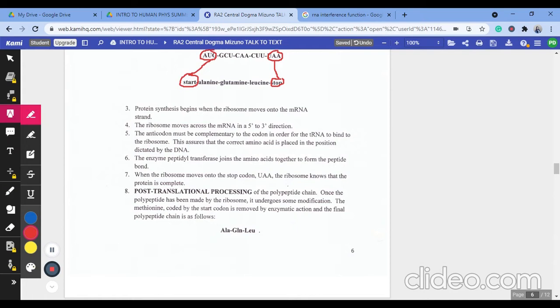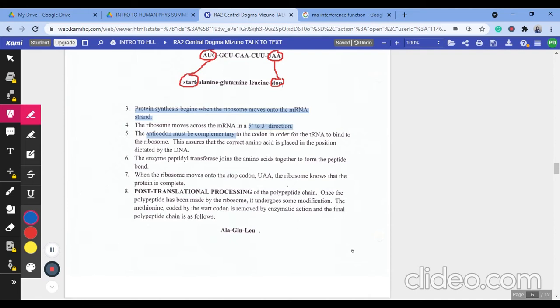Protein synthesis begins when the ribosomes move onto the mRNA strands. Okay, why not? Let's just highlight that whole part. So the ribosome moves across the mRNA in the 5' to 3' direction. The anticodon must be complementary to the codon in order for the tRNA to bind to the ribosome. This assures that the correct amino acid is placed in the position dictated by the DNA.